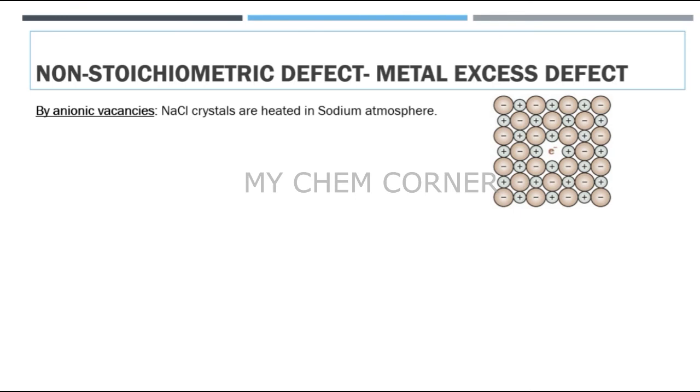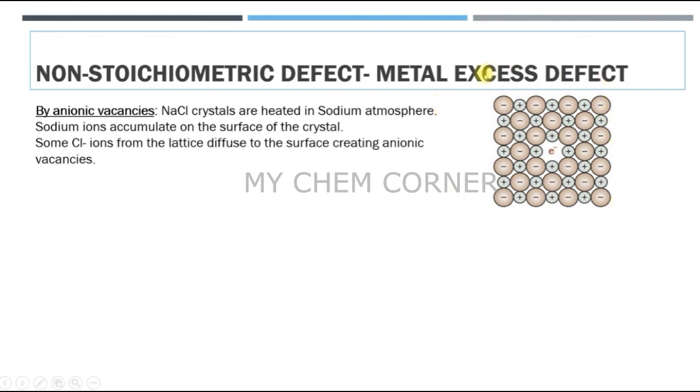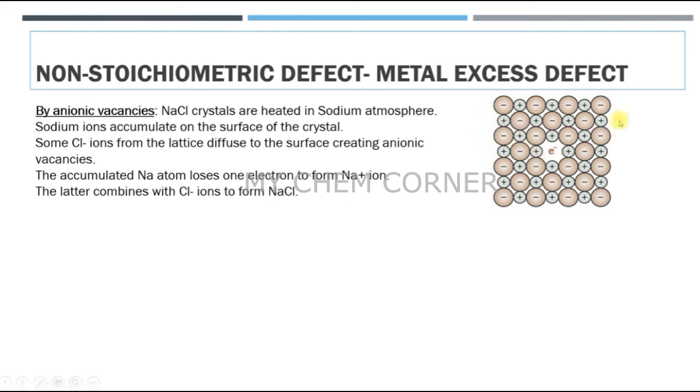When sodium chloride crystals are heated in a sodium atmosphere, what will happen? Sodium atoms are going to accumulate on the surface of this crystal. When they accumulate, some of the chloride ions are going to move to the surface. When that happens, the accumulated sodium atom will lose an electron. Whatever sodium atom is there at the surface will release an electron and form a Na+ ion. Now whatever Cl- comes out of the crystal is going to form NaCl with that sodium.